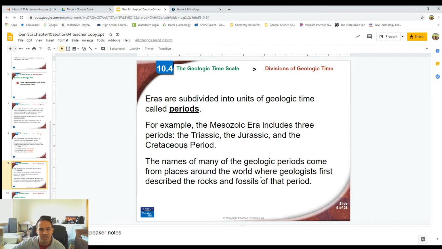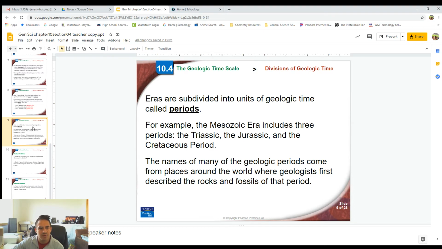So the eras themselves are divided into sub-units called periods. The Mesozoic era, for example, has 3 periods: the Triassic, the Jurassic, and the Cretaceous. And of course, most of you probably know these 3 because that's where all of the dinosaurs existed. Of course, there's Jurassic Park and that famous movie. But again, the names of many of these periods come from places around the world where geologists first found the rocks and fossils of that period, as well as they're named after the plants and animals that existed during that time.